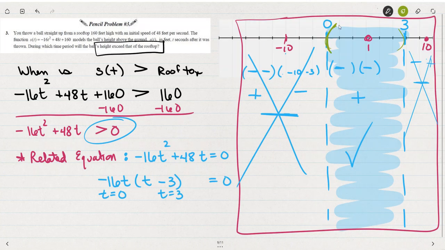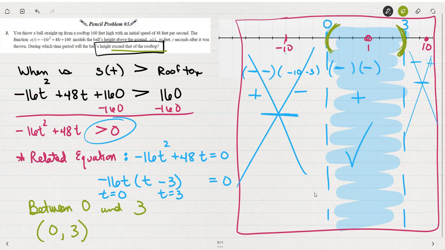Now be really careful that we're not going to include the 0 or the 3. And let's look at why. The solution is, when is the ball's height exceeding the rooftop? It's between 0 and 3 seconds. If I put that in interval notation, it would look like this: parenthesis 0, 3, parenthesis. Do you see why it's not equal to?